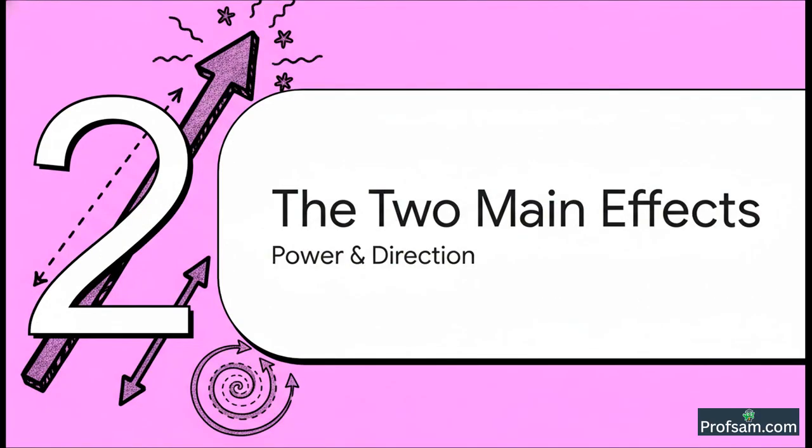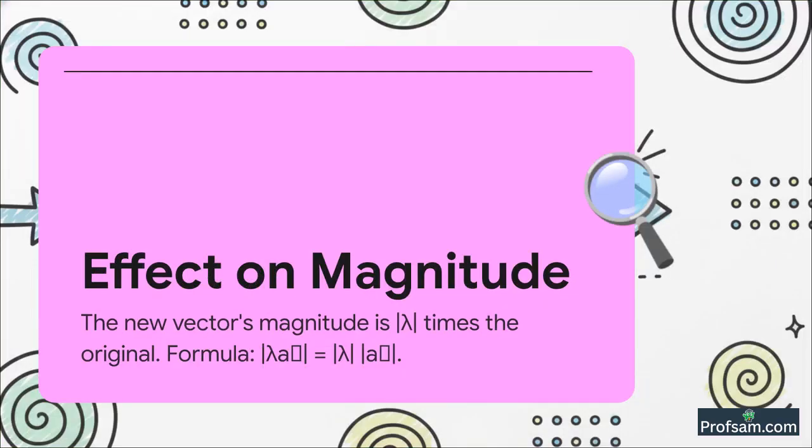So whenever we apply this boost, this multiplication, it has two main effects on our vector. First, it can change its power, or what we call its magnitude. And second, it can change its direction. Let's break down both of these effects. First up, magnitude. The length of our new vector is simply the length of the old one multiplied by the absolute value of our scalar.